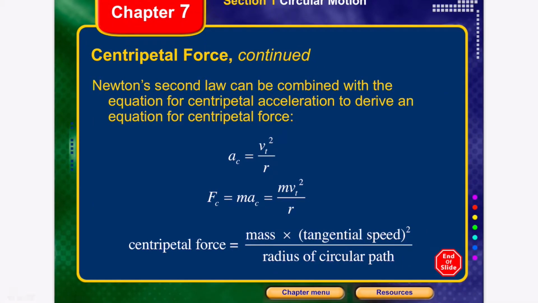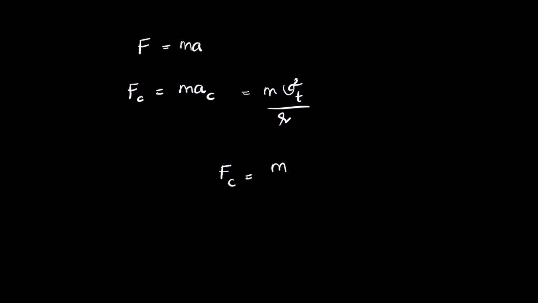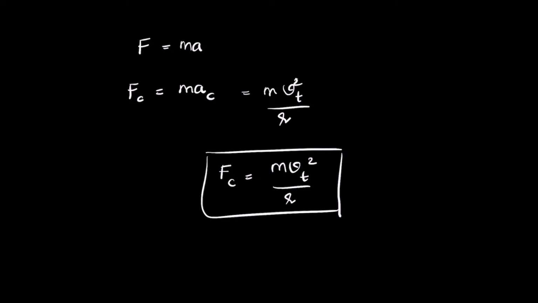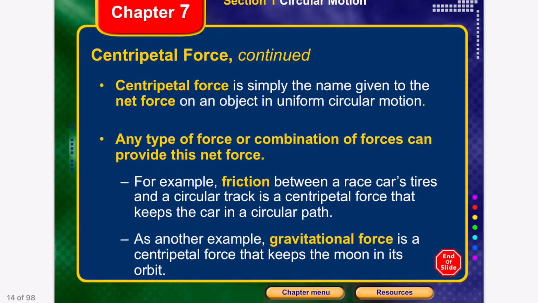Now combining centripetal force, we can use Newton's second law. So we know that from Newton's second law, we can write F equals ma. We are talking about the centripetal force, so mass does not change, and acceleration becomes the centripetal acceleration. We know the formula for centripetal acceleration is v_t squared by r. So we can write the force as m v_t squared by r. This here is the formula for the centripetal force.